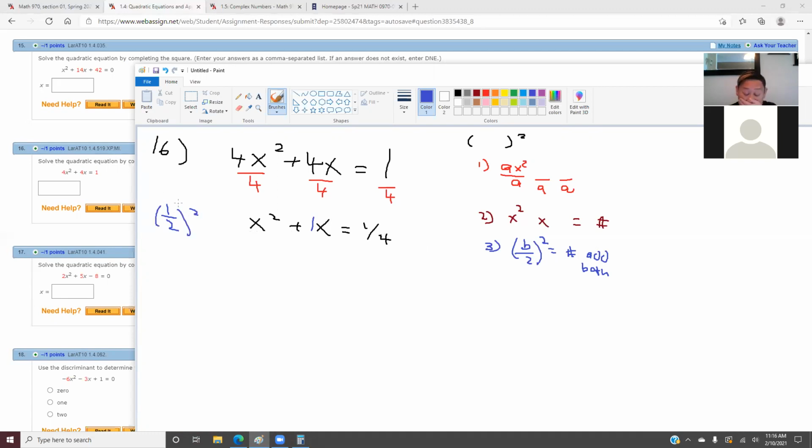This is how we always do it when completing the square. So take the 1, divide by 2, and square it. So this is 1/4. So what we need to do here is add 1/4 and 1/4. So you have to add 1/4 on both sides of the equation. This is what the third step is.